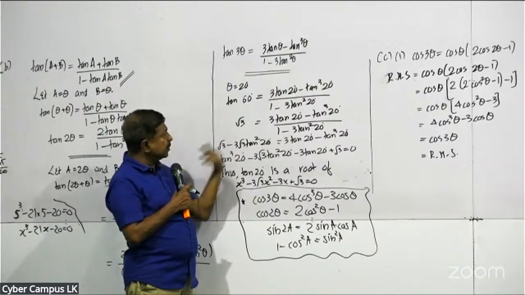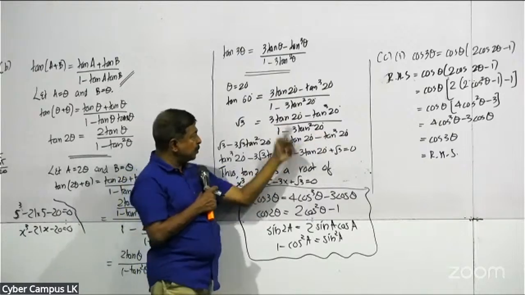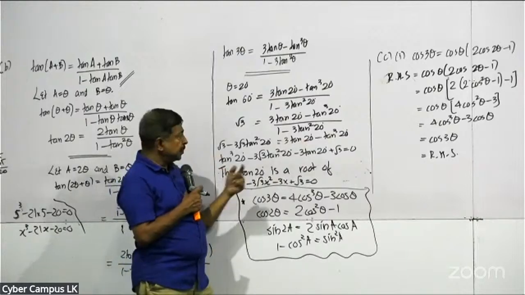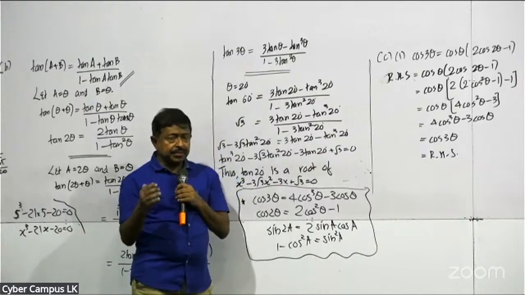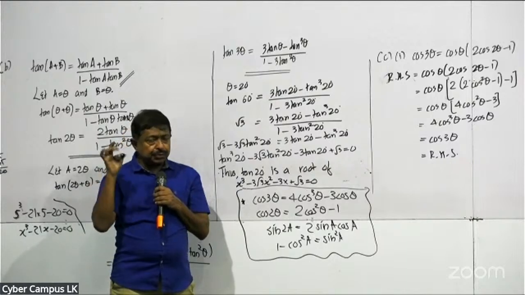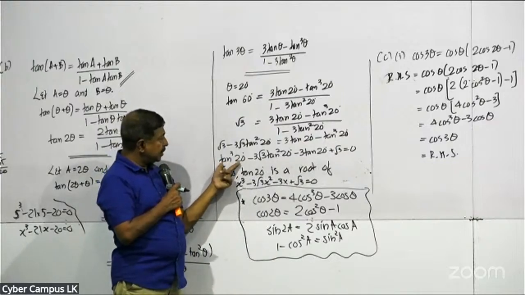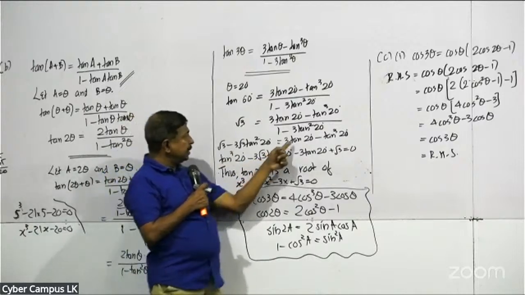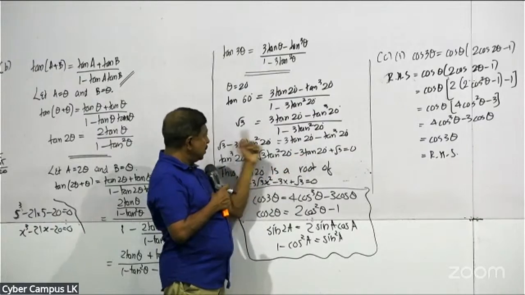Now you just cross multiply, and you get this. You have to come up with an equation now. Bring everything to one side, so that the term carrying the highest power has the positive coefficient. This is negative tan cube, so if you bring it to this side, it is tan cube 20. Now you write the rest as it is. Bring this to the left-hand side, and it appears as minus 3 tan 20 plus square root 3.